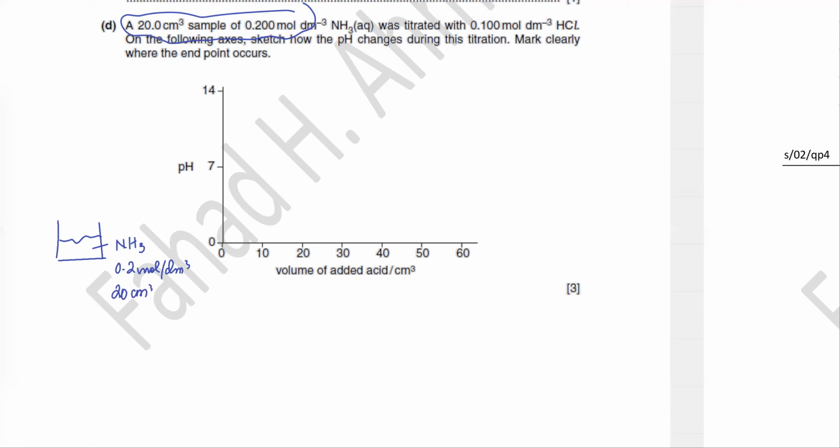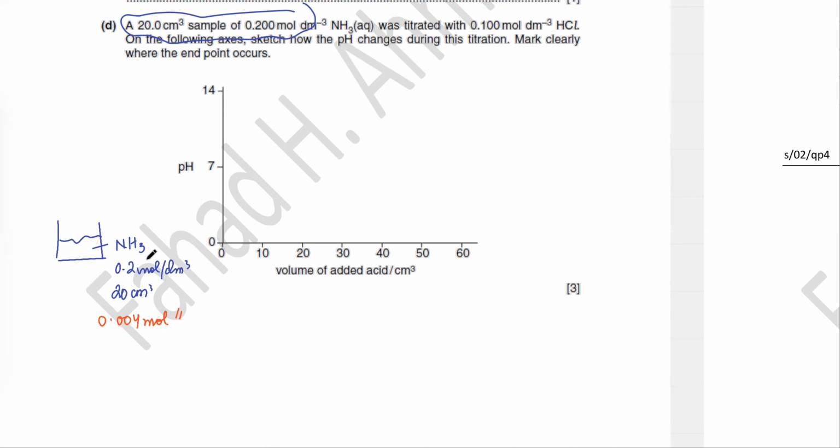22.2 divided by 1000. What do you get? 20 times 0.2 divided by 1000. 0.1 mole? You can't get 0.1. 0.004. 0.004 moles. You get 20 into 0.2 divided by 1000.